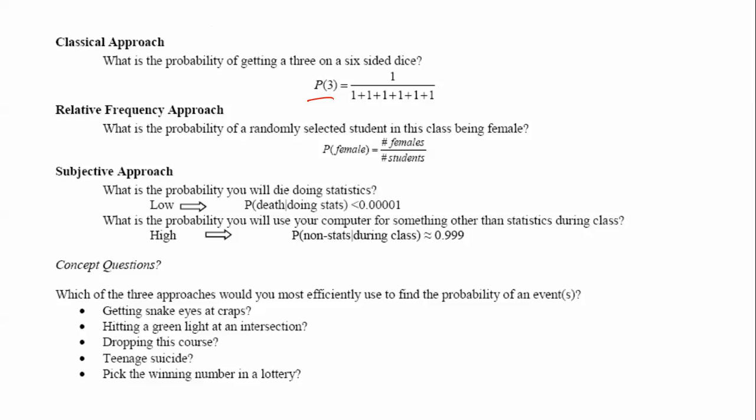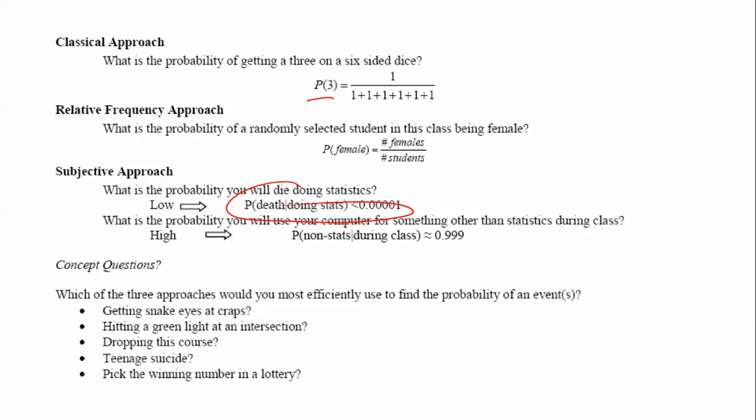Now, sometimes these events rarely happen or they haven't happened yet, and so we can only use a subjective approach. So what is the probability that you will die doing statistics? Now, the notation that I've used here is actually a conditional notation, where death is the outcome, and doing statistics is the conditional outcome. So if I'm doing statistics, what's the probability that I will die?